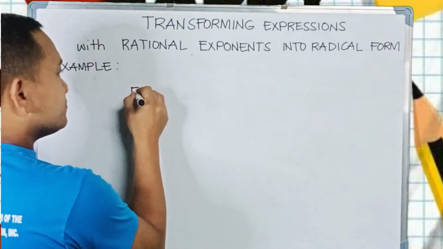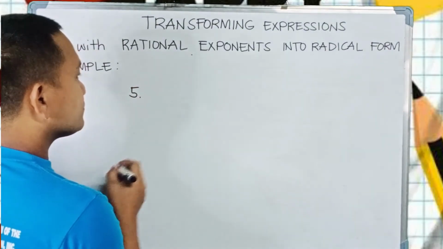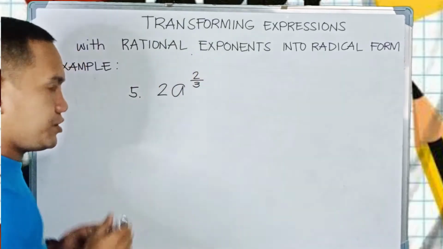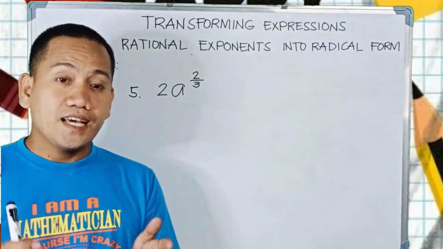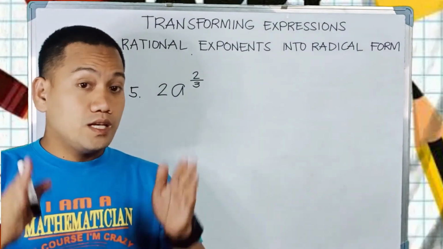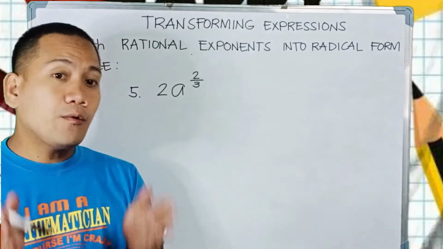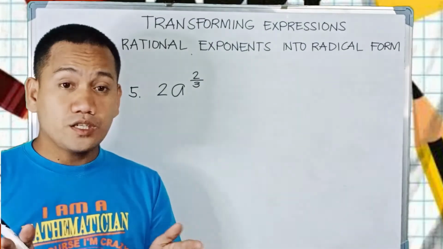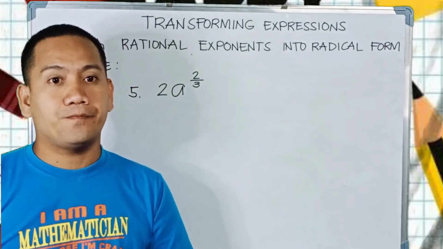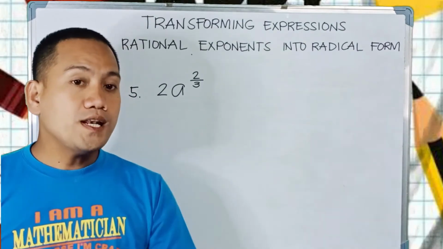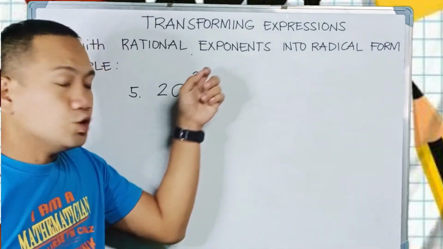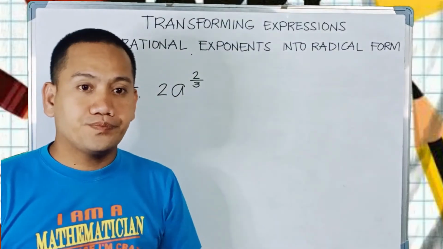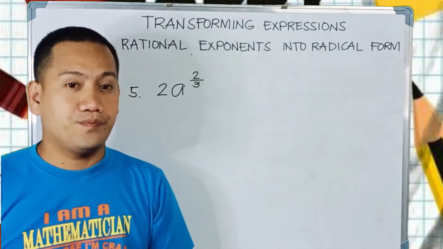Let's have the fifth one. We have 2a raised to 2 thirds. In this case, let us also be particular with the grouping symbol. Comparing our expression in our example number 5 to our example earlier, this expression doesn't have a grouping symbol. This means only a is raised to 2 thirds. So only a will be transformed into radical form.